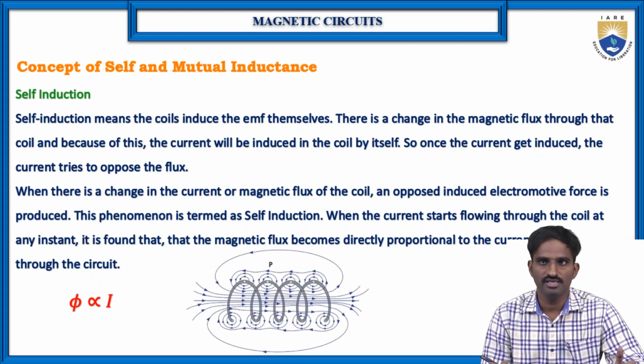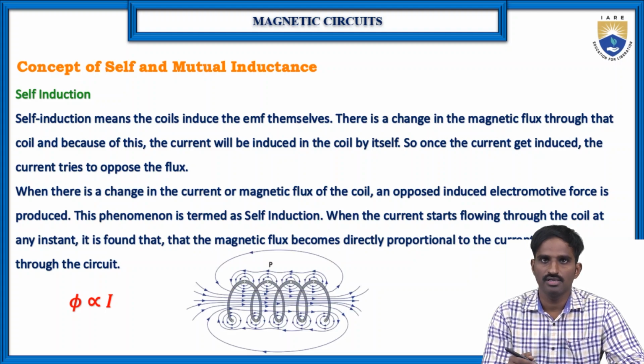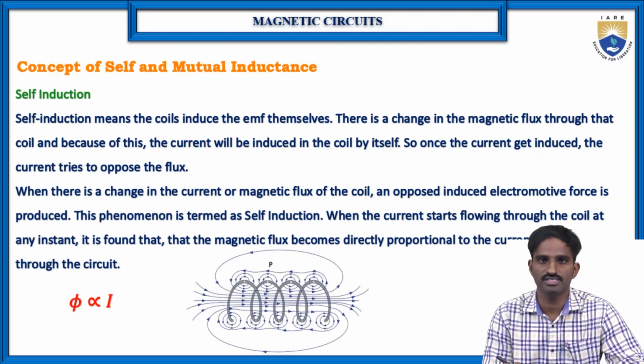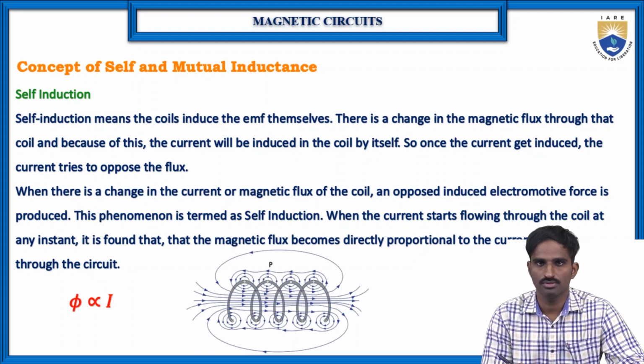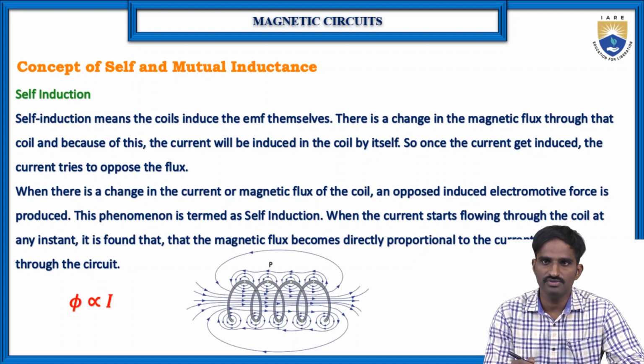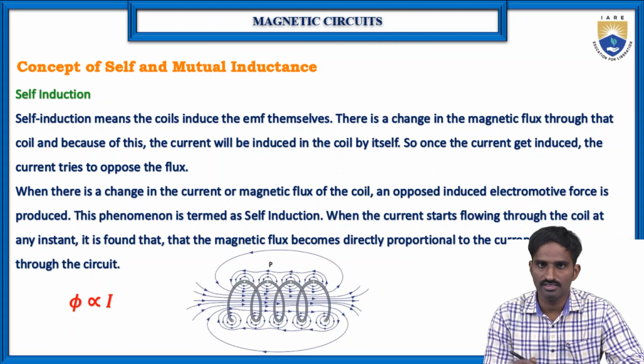So then there is a change in the magnetic flux through the coil because of the EMF induced in the coil itself, right? First of all, self-inductance is nothing but the coil-induced EMF in the coil itself. That is called self-inductance. Because of the EMF induced in that coil, there is a change in the magnetic flux through that particular coil, and because of this change in the magnetic flux, a current will be induced in that coil by itself, which means the current will flow through that coil.